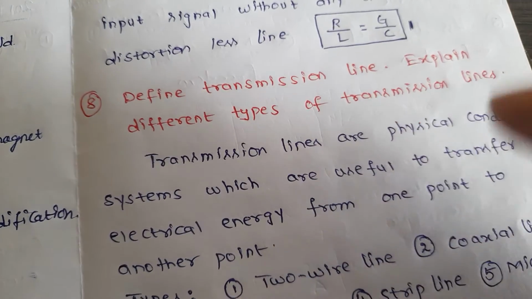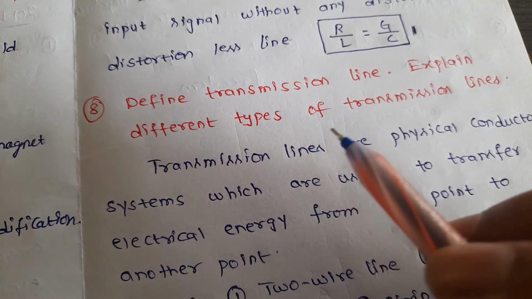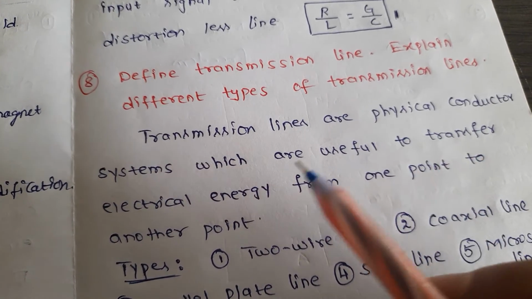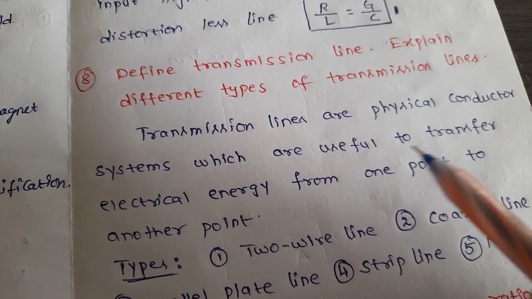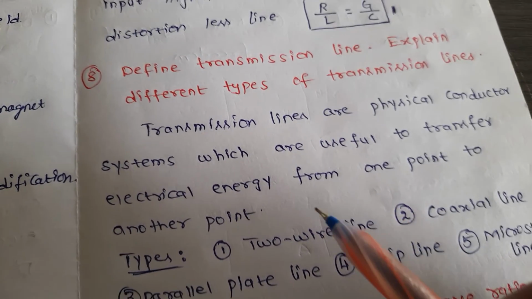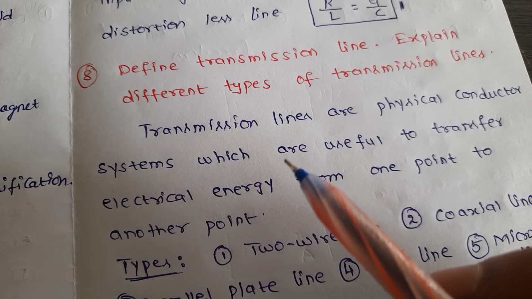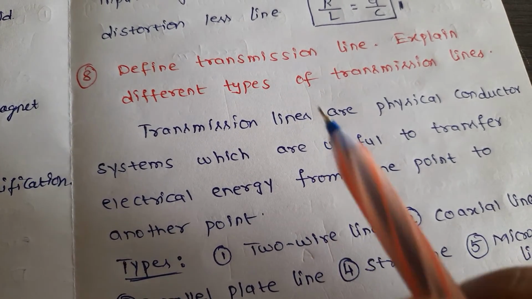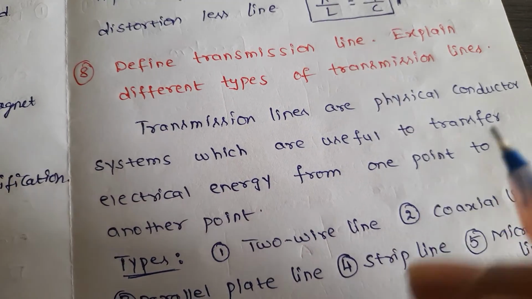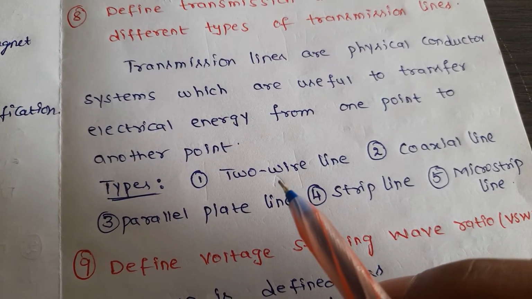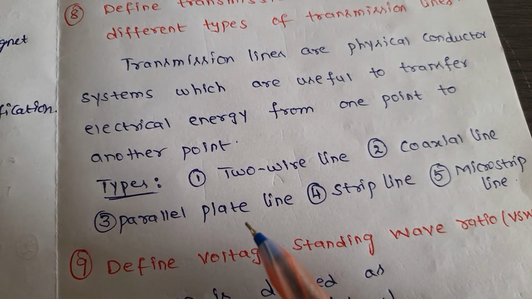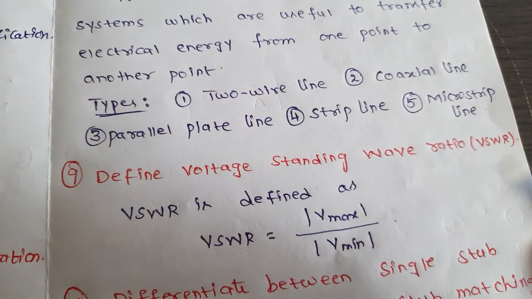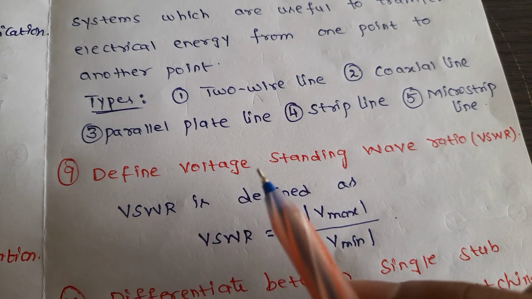Now coming back to the next question, define transmission line, explain different types of transmission line. Transmission lines are physical conductor systems which are useful to transfer electrical energy from one point to another point. Those lines we are going to call as transmission lines. Now coming back to the types, we have two-wire transmission line, coaxial, parallel plate transmission line, strip line and microstrip line.